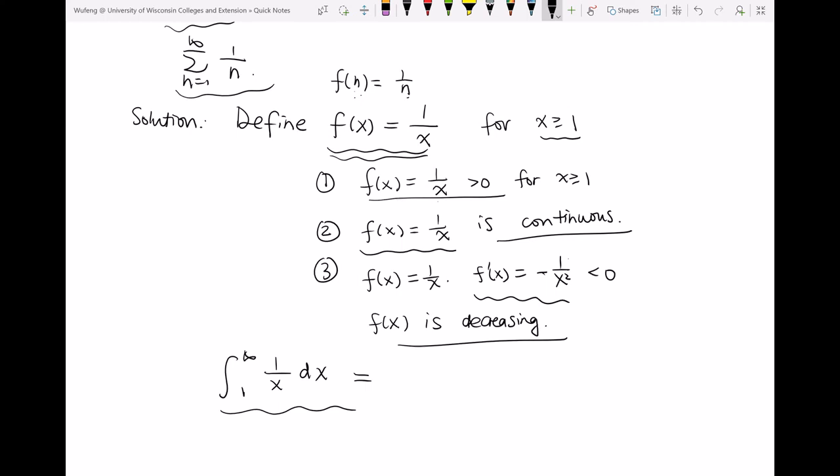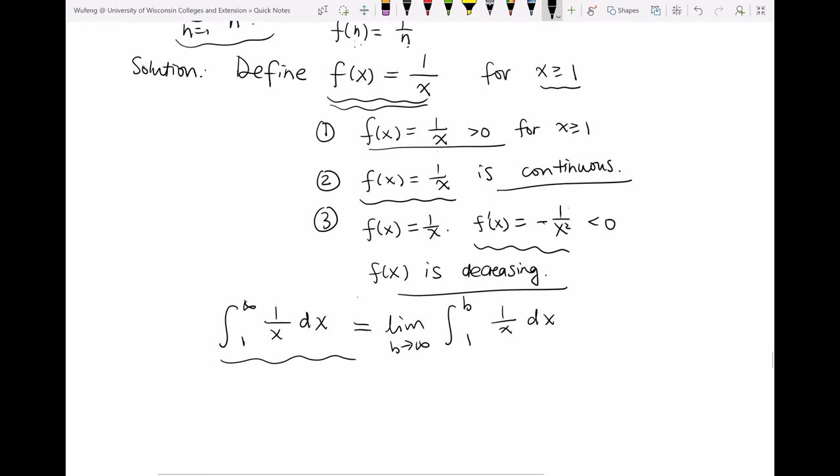Yeah, so you want to replace infinity with b. Very good. Find the limit as b approaches infinity. Very good. So 1 to b. So next, then you find the antiderivative, which would be ln x. Very good. So what's next?